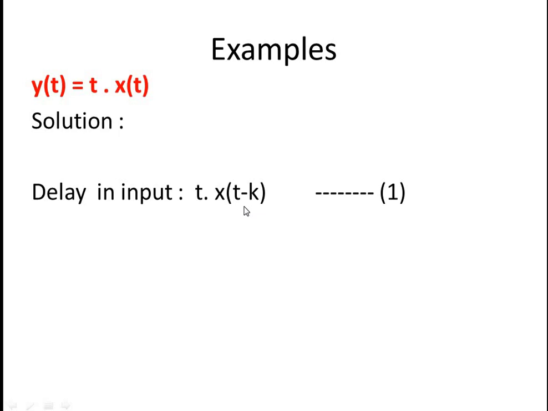The second one, we have to delay the time of the system. The time is t, and x of t is also a function of t. If we delay t by t minus k, it will become t minus k into x of t minus k. That is equation number 2. Now we have to check the equality of these two equations. In equation number 1 we do not have t minus k, whereas here we do not have t; instead of t we have t minus k. So both these equations are not equal. So we can say this is a time variant system.